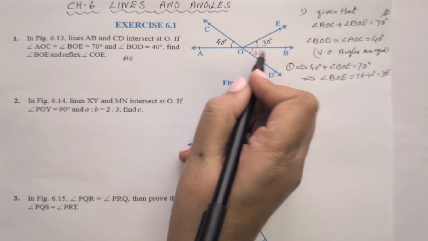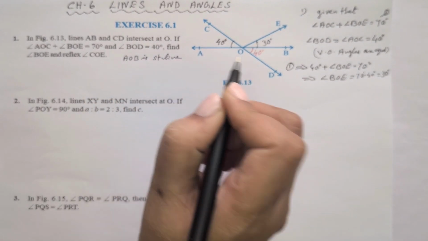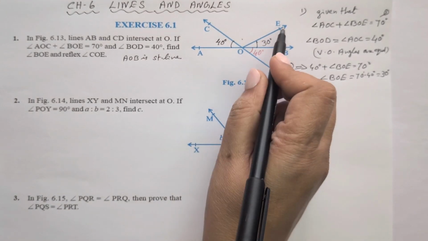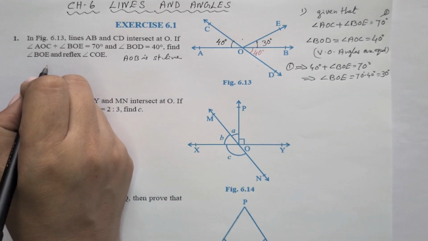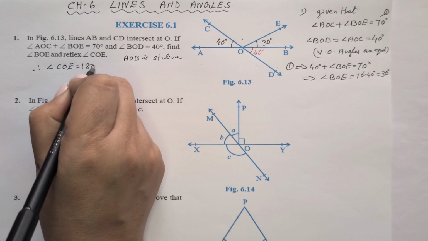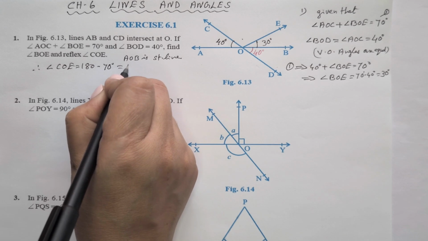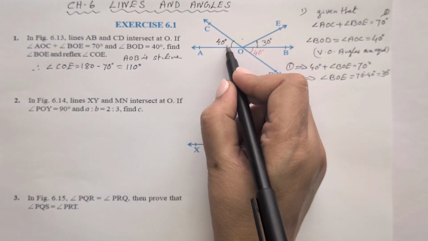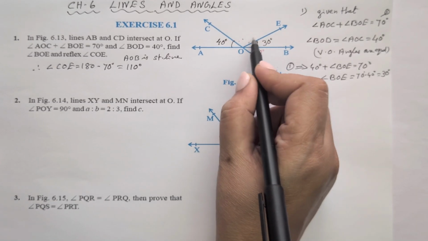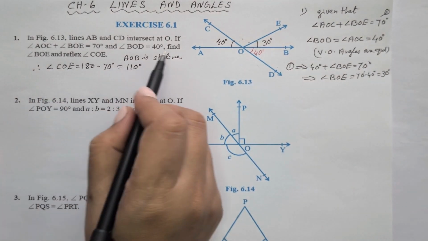Now we got this angle as 30 degrees. Here AOB is a straight line, so we can find this angle. 40 plus 30 plus angle COE is equal to 180 degrees. Therefore, angle COE is equal to 180 minus these two together, 70. 180 minus 70 degrees is equal to 110 degrees. So 40 plus 30, that's 70. If we subtract from 180, we will get that angle as 110 degrees.